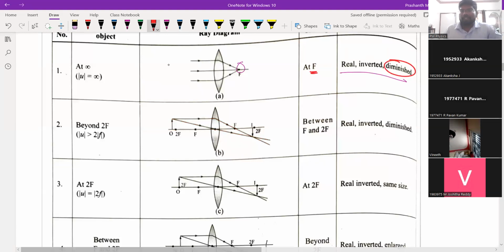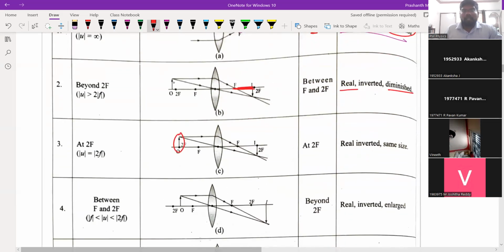We'll see the things once again here, and then we'll start our optical instruments, because optical instruments also use two lenses. If we use two lenses, then we can find how the final image will be formed. Quickly, when the object is placed beyond 2f, the image is formed between f and 2f, and it is real, inverted, and diminished.